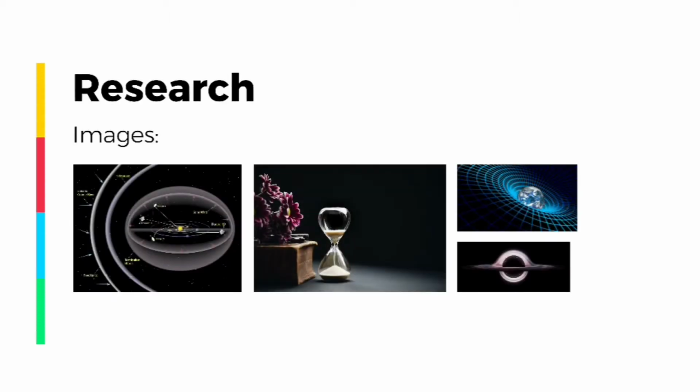When I searched for images using the keywords, I found that almost all those keywords exist in these four images. So we have the heliosphere here, and of course you can note the shape. We have the time travel here also. If you will agree with me, you should know that this symbol represents time. This is space curvature, and here is a black hole.